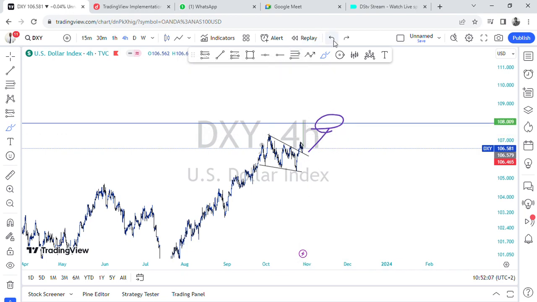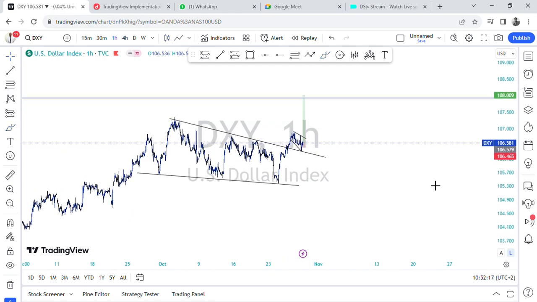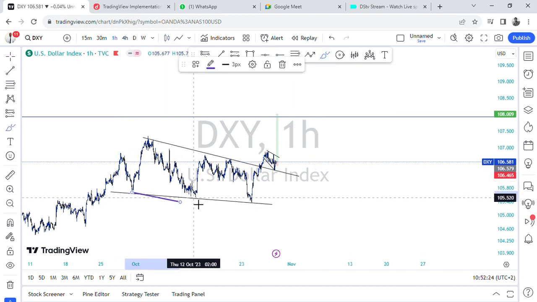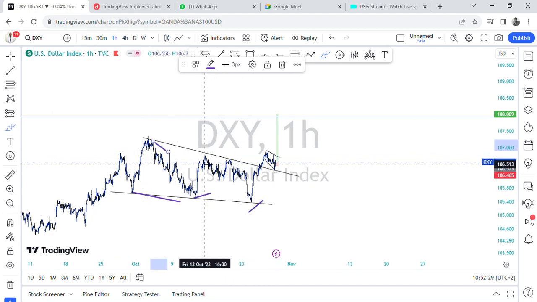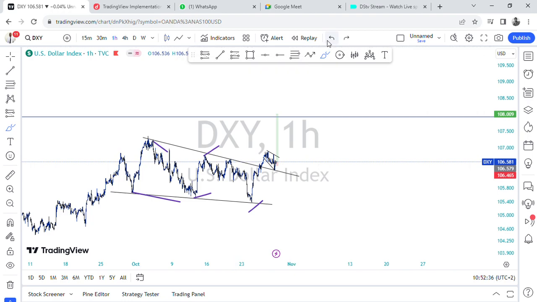Okay, so we're gonna break that down and then go to the 1 hour frame. In the 1 hour time frame, what you see is that we have already broken out of this structure here. We've had several touches at the bottom, about four touches, and basically three touches at the top. I can't count the last one because it was a breakout. So price has already broken out.